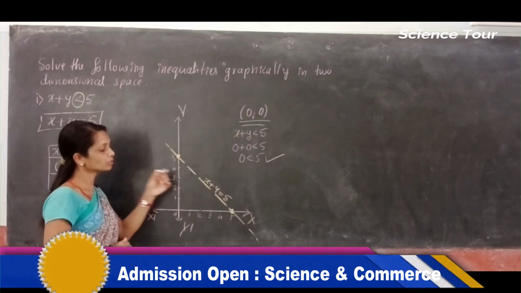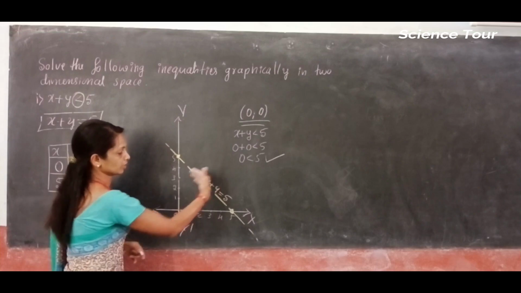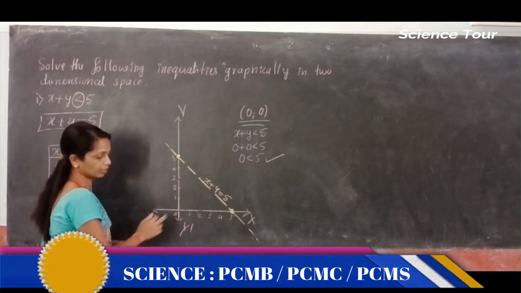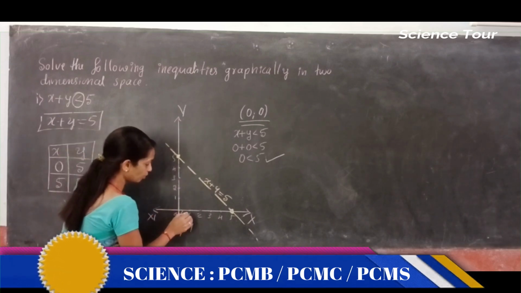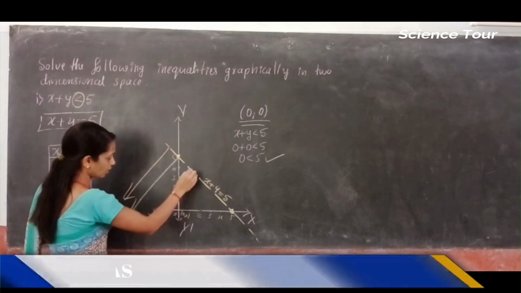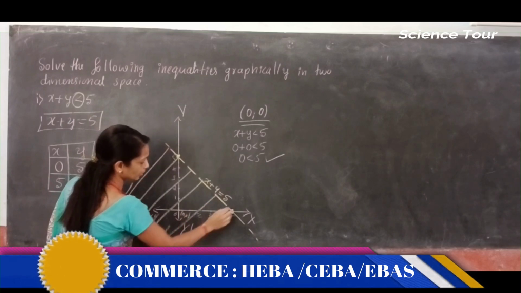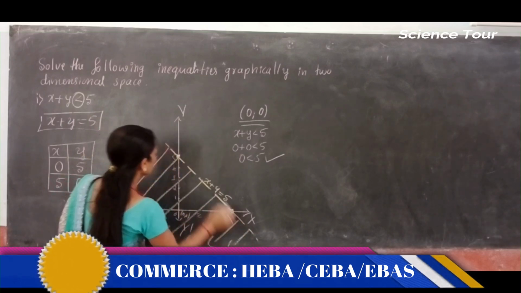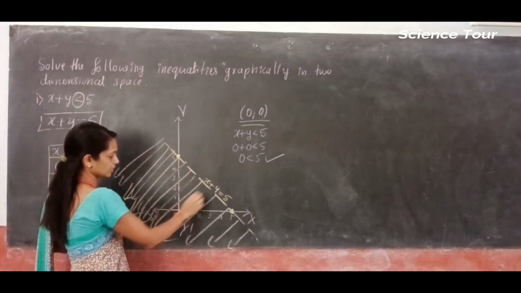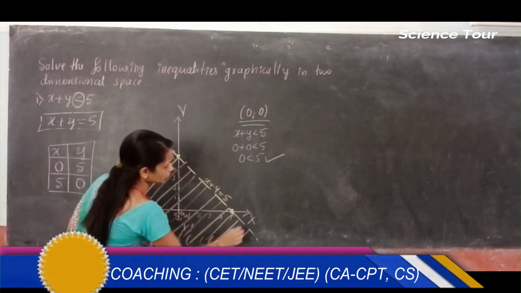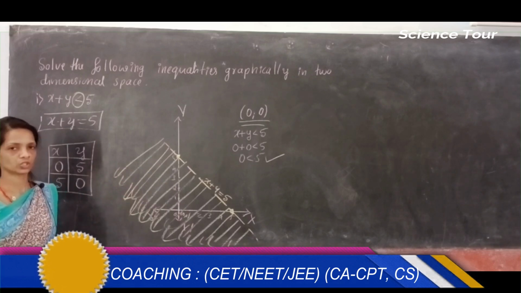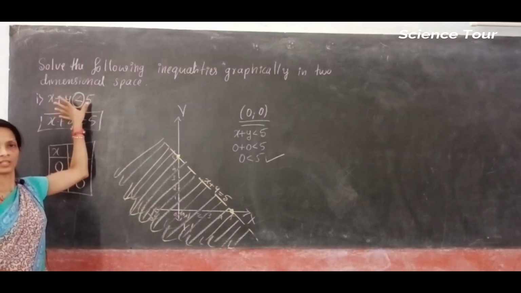Okay, so for that reason you have to shade the half plane containing the checking point 0 comma 0. Now observe which half plane is containing the checking point. See, in the lower part of this broken line, you have checking point 0 comma 0. So you have to shade which half plane? You have to shade the half plane containing the checking point, and the lower half plane contains it, so you have to shade the lower half plane like this.